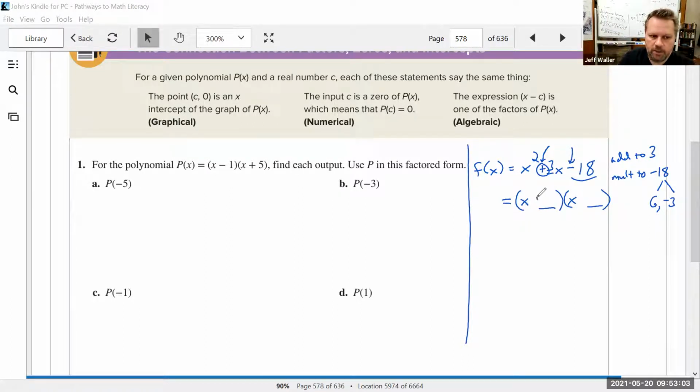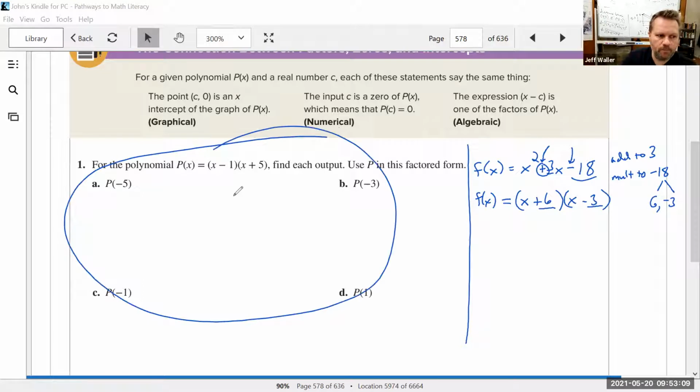So now I can just put in here x plus 6, x minus 3. Now, can somebody tell me, based on what we did over here, what two values of x would make this 0? -6. Good. -6, because that makes this piece 0. And +3, because that makes this piece 0. Do you guys see that?